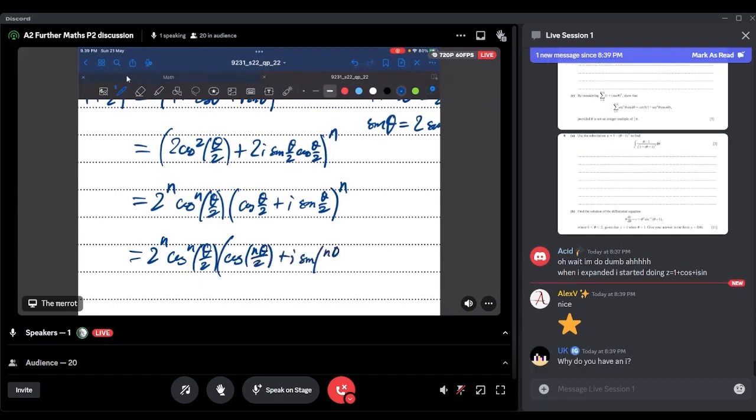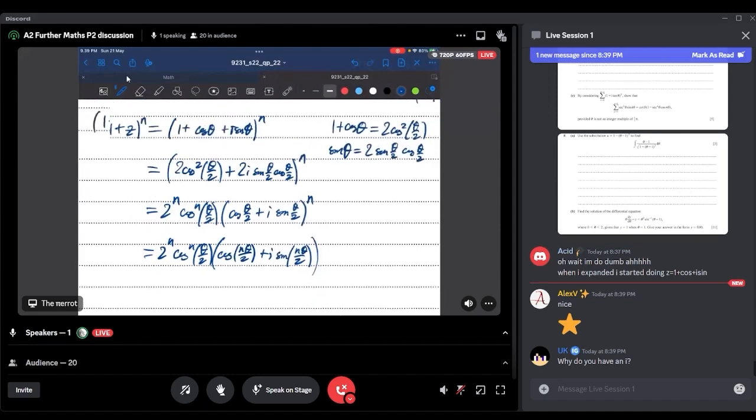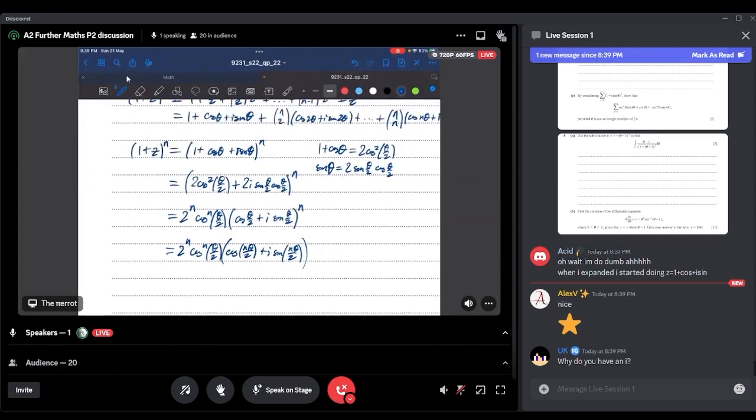Why do you have an i? Because this is further math and you deal with complex numbers. i represents the imaginary number. Here's a clear image. Nice hand, bro.